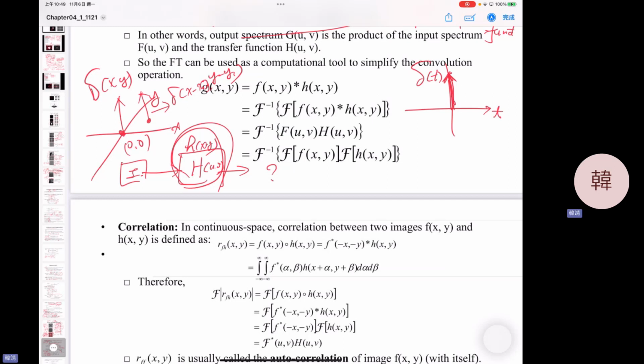The easiest way is to give the point square function as the input here. For the space signal, you use delta t. For the image signal, you use a point square function: a single point, only one, with 255 intensity in the center and 0 outside. Put it into the system there.